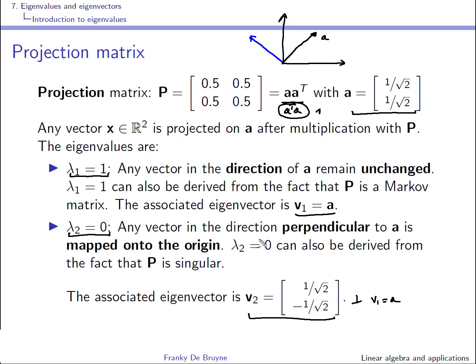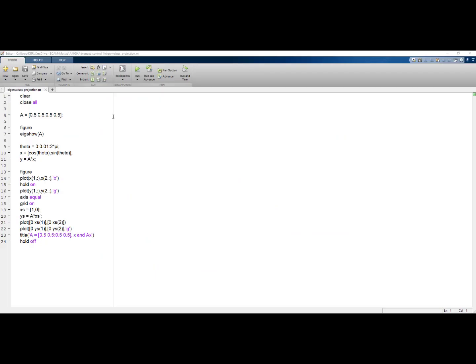Well, there are other ways to see that the eigenvalues are 1 and 0. This is a singular matrix, so of course you know that there is one lambda equal to 0. Then you could say the trace is 1, so we know the other eigenvalue. But you could also say, well, this is a Markov matrix, so we know that it must have an eigenvalue that is 1. Well, I've got the same code here with this eigshow command for the projection matrix.